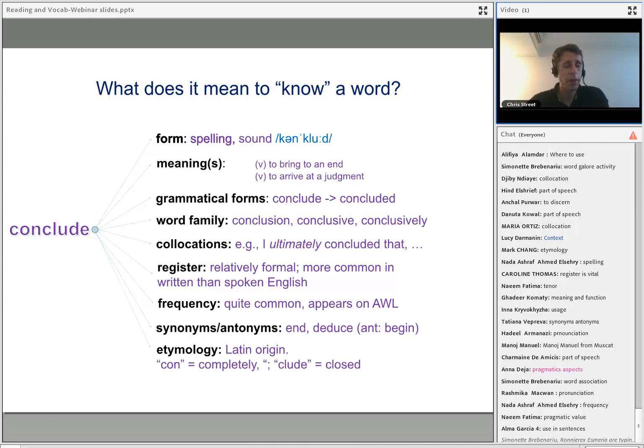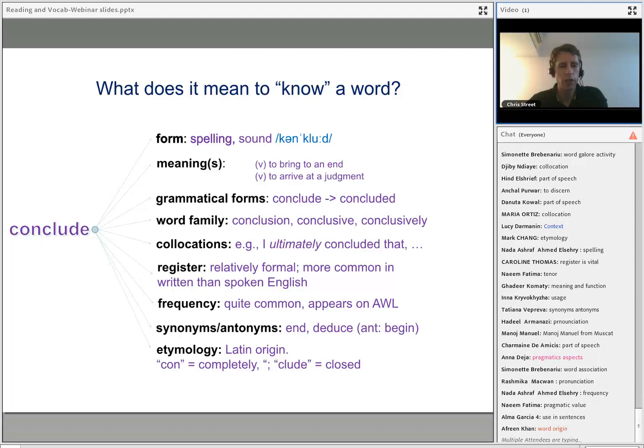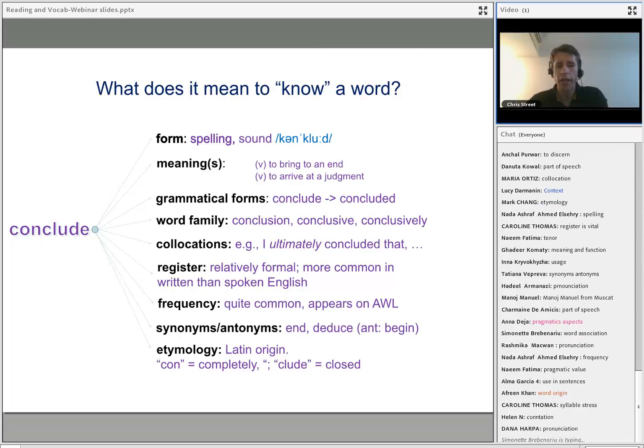Getting into a bit more advanced knowledge, it's also sometimes useful to know exactly where a word comes from, its etymology. For example, the word conclude is from Latin origin, and you can break it down into two parts: con, which means completely, and clude, which means closed. Knowledge of these word parts can help you with vocabulary study when you look at different words. And again, this is something we'll come back to a bit later on today.